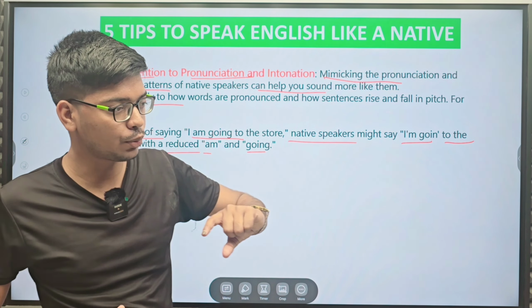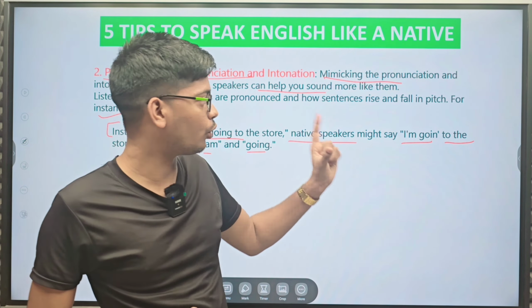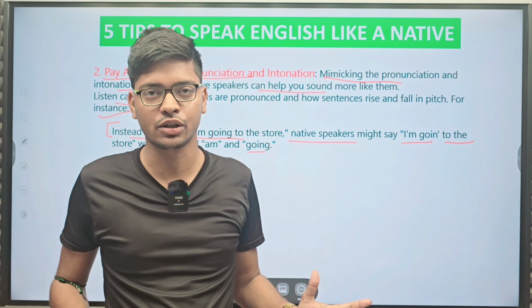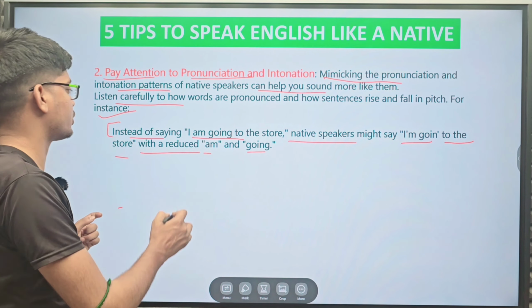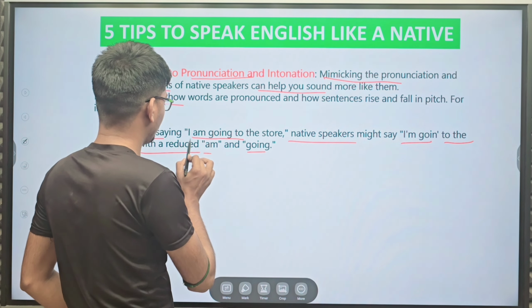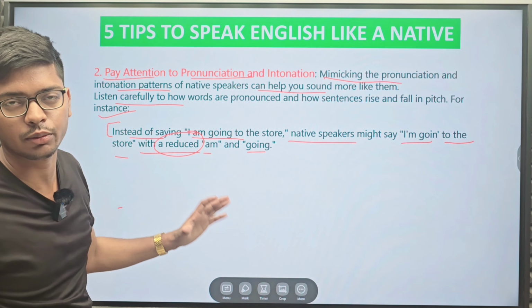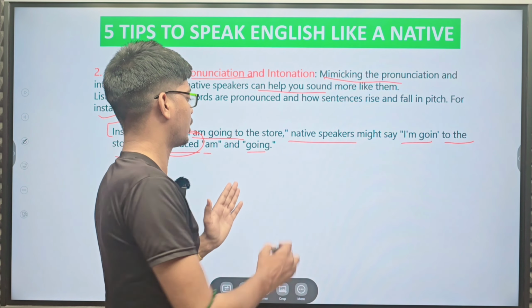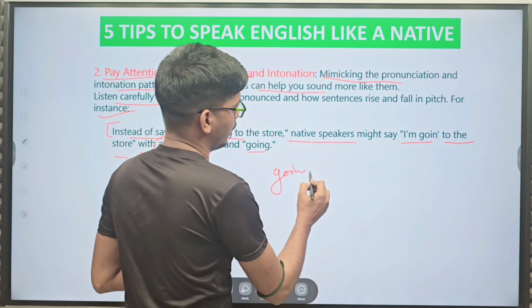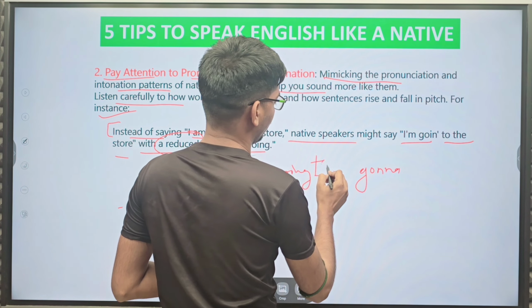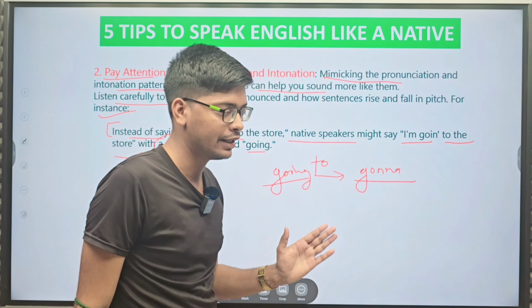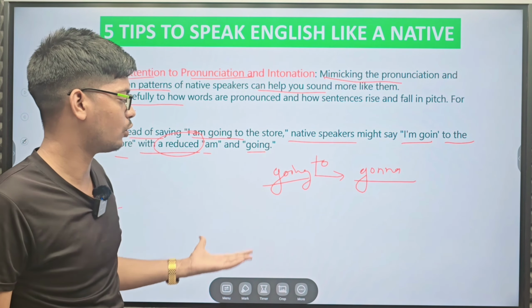I hope you know the contraction forms of verbs. So this is a very important concept here, contractions. Contractions means reducing the words, like going to, you can say gonna. That is the contraction form. Going to, the contracted form is gonna.